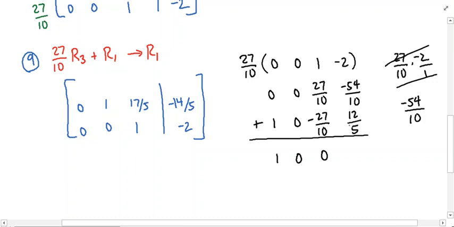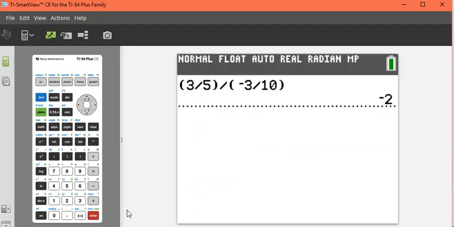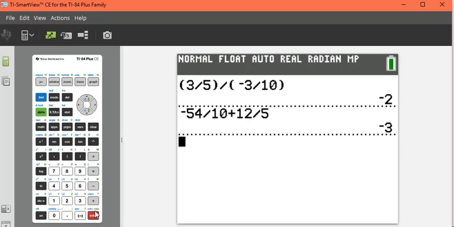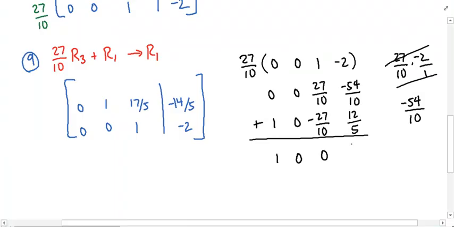And now I'm going to go to my calculator and I'm going to do negative 54 over 10 plus 12 fifths, just like this, hit enter. It is negative 3. So there is your new first row. One more step. We are almost there. This one has been a hassle.